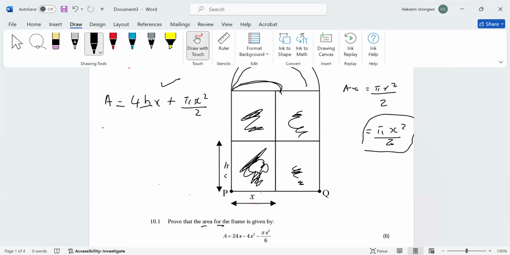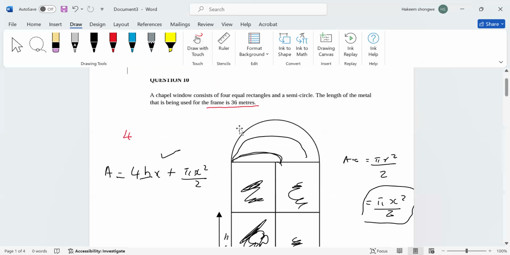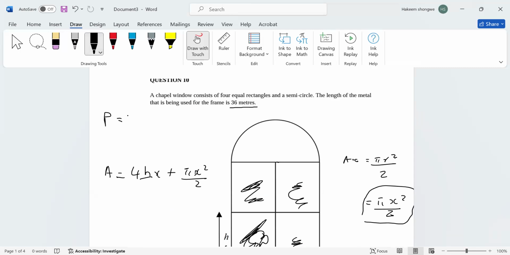Now if we go back to the statement, they say that the length of the metal that is being used for the frame is 36 meters. So what they're trying to tell us, if they're talking about length, I think about perimeter. So the perimeter of ours is going to be equal to 36 meters. Now, what is a perimeter, ladies and gentlemen? Perimeter, by my own understanding, is the sum of all sides of the shape that are given.